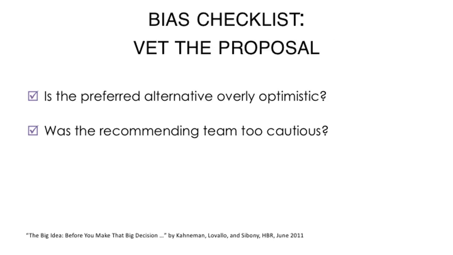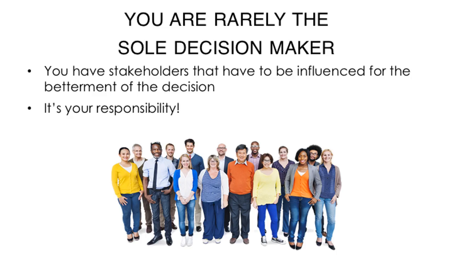The third area to think about is the proposal that's sitting out there. And we talk about kind of the extremes. Is something too optimistic? If somebody has come to us with a recommendation and they can't tell us what's wrong with it, I have a problem with that one, because nothing is ever perfect. And then sometimes recommending teams are just afraid to go out on a limb, and you need to push them just a little bit to help them get out there. So that's a piece to think about.